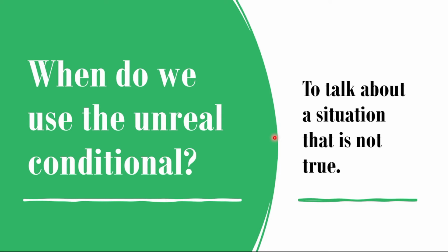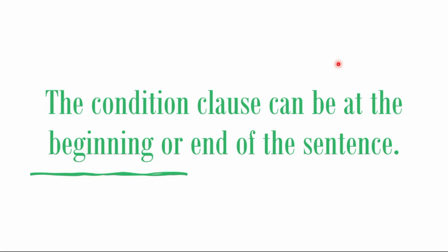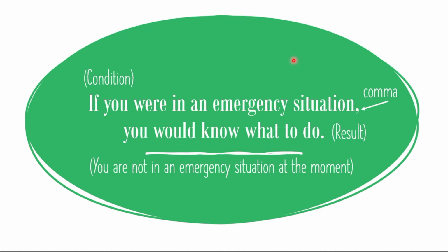Now, when do we use the unreal conditional? We use it to talk about a situation that is not true. Something important is that the condition clause can be at the beginning or at the end of the sentence. For example, if you were in an emergency situation, you would know what to do. But you are not in an emergency situation at the moment. All right, so this is something that is not true in that moment.